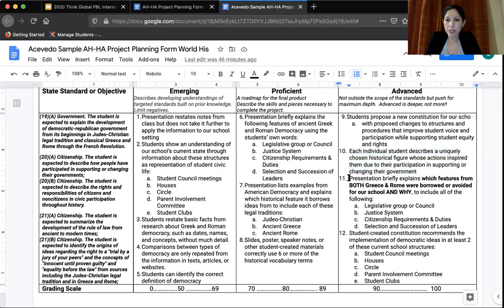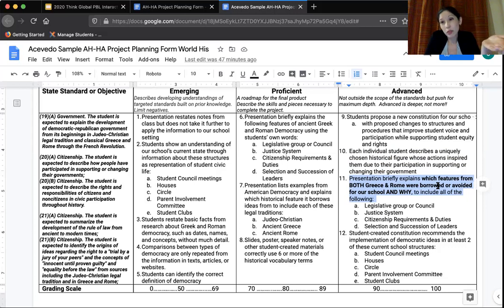Let's look at number 11. Presentation briefly explains which features from both Rome and Greece were borrowed or avoided for our school and why. So this is one of those descriptors that has them make decisions. Because a lot of times students just want to be told what to do. And they think, if I look at the rubric, I will just follow this, and then I'll ask my teacher, what did you mean here? So I can do exactly what you want me to do.